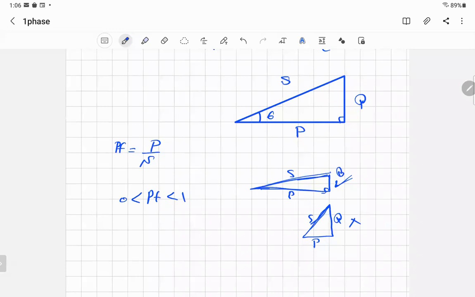So to correct the power factor, you have to minimize Q. How do you minimize Q? You minimize Q by adding a capacitor in parallel to the load. Why? Because we agreed that the reactive power consumed by the load, usually an inductive load, is upwards, and the capacitive is downwards. So if you add a capacitor in parallel, the negative will cancel the positive, and then you will have a smaller Q. And that's how you correct the power factor.